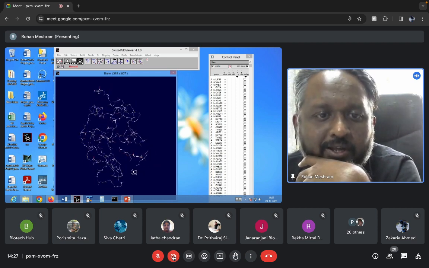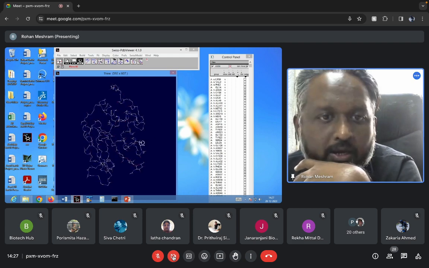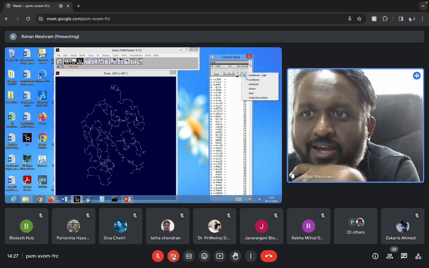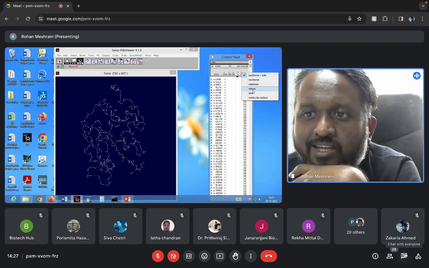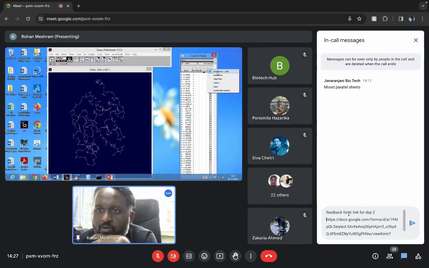What do we do? We would color the backbone of our protein brown. Okay. Now, this particular triangle over here, if you click, you have the ability to select what the color should apply to, right? So by default, backbone and side chain is selected. That means whatever coloring scheme you apply would apply to both backbone and side chain. But you can change it to backbone, right?